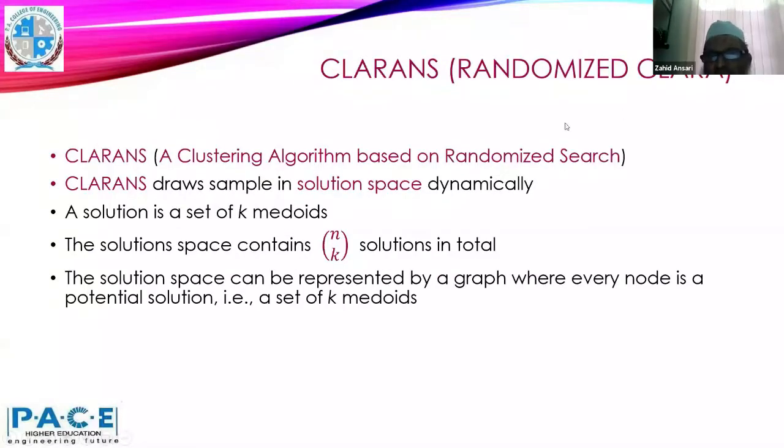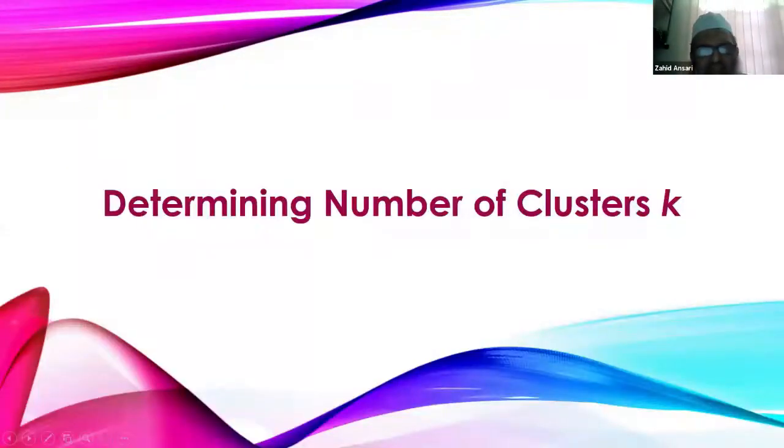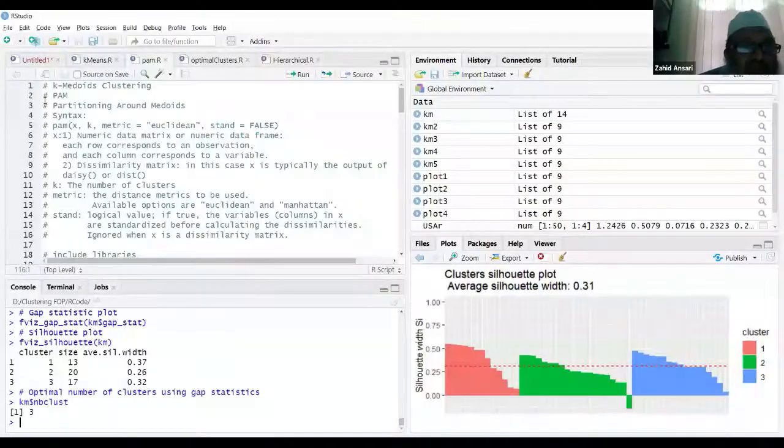CLARANS is an improved version of CLARA with randomized sampling. So I'll just move this. Okay, let's go for the demonstration of PAM. So PAM is Partitioning Around Medoids, k-medoids clustering.